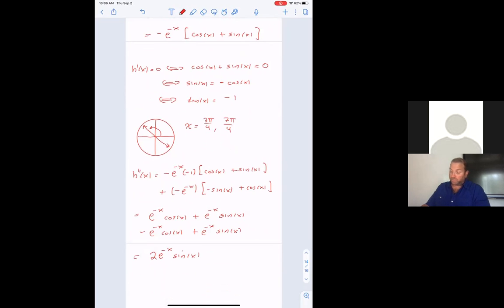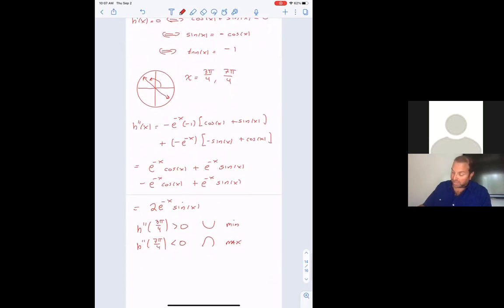Okay, so now we're going to plug in each of the original 2 points into this to see if it's positive or negative. What's the second derivative at 3 pi over 4? Well, 3 pi over 4 is in the second quadrant, so sine is positive. Exponentials are always positive. So this is greater than 0, which means it is a minimum. And if I do h double prime of 7 pi over 4, that's in the fourth quadrant. That's negative, so it's less than 0. So that's a maximum. So we have a min at 3 pi over 4 comma something and a max at 7 pi over 4 comma something.